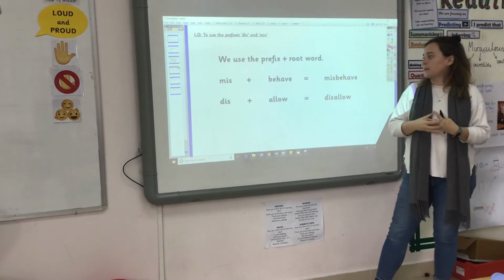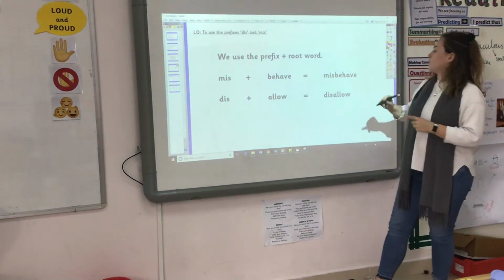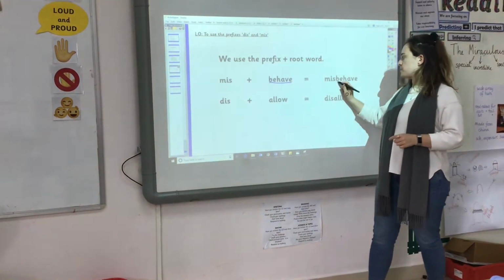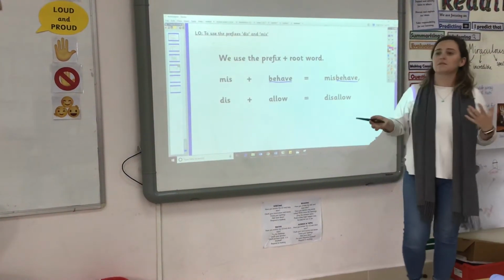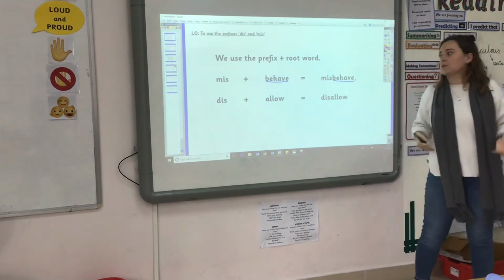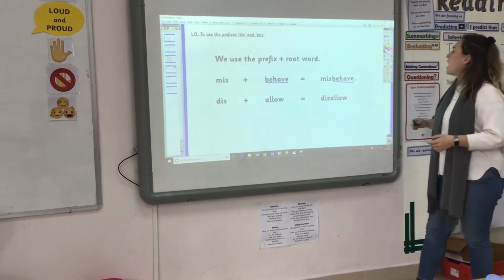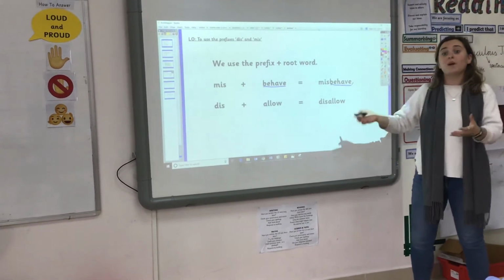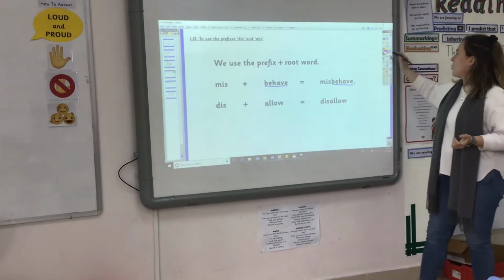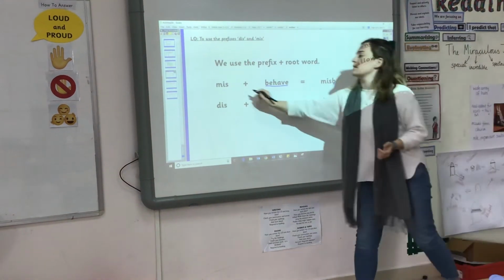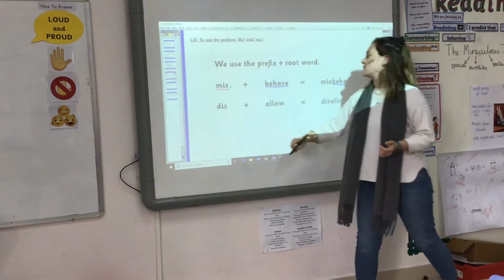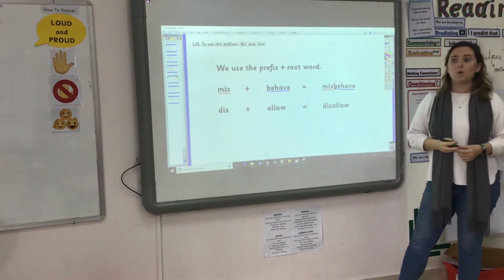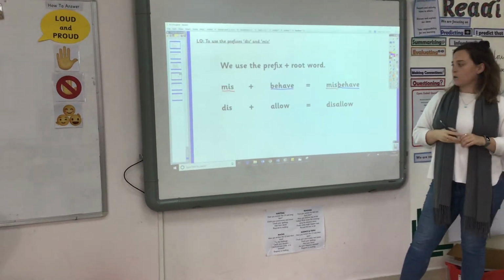For example, if the root word is behave, which means how you are acting, whether you are being good or bad. If you behave, then you are doing the right thing, choosing to do the right thing. But if we add the prefix miss, then we get the word misbehave, which means you are doing the wrong thing.